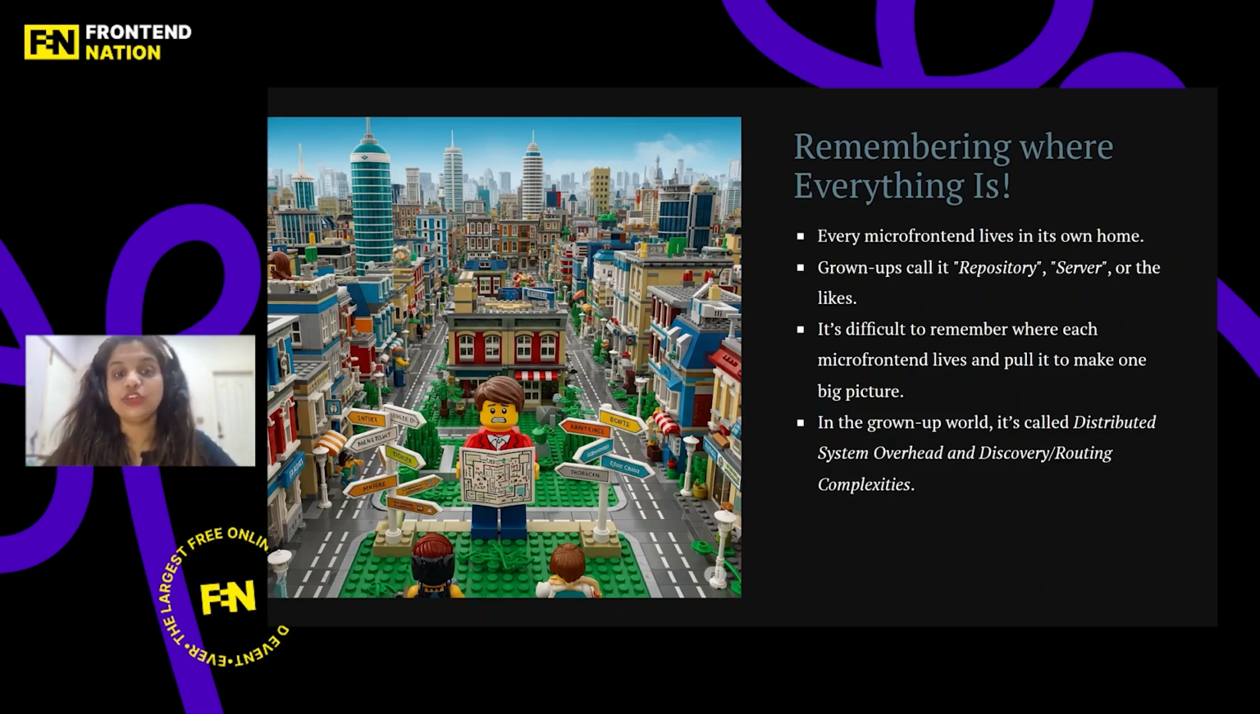Ultimately, in the grown up world, this is the prime example of distributed system overhead and discovery or routing complexities. The main application needs to know where to find and load each small micro front end and how to route the user requests to the correct ones. This adds complexity to your infrastructure, routing, and monitoring compared to a single monolithic deployment.